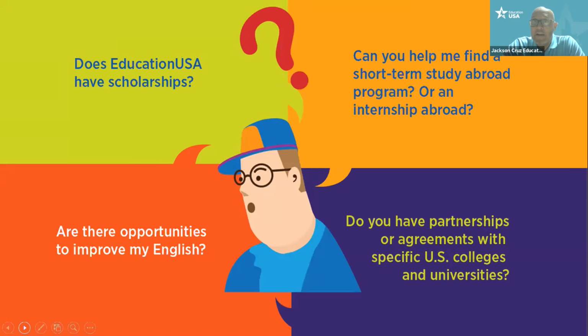Can you help me find a short-term study abroad program or any internship? This is a process that a lot of students can follow through once they have been admitted at any college or university in the United States. So you have to follow the different guidelines and the different steps. And once you have done that, you can pretty much get into, for example, an OPT, which is a program that you can do once you have been admitted and you are a current student at the universities.